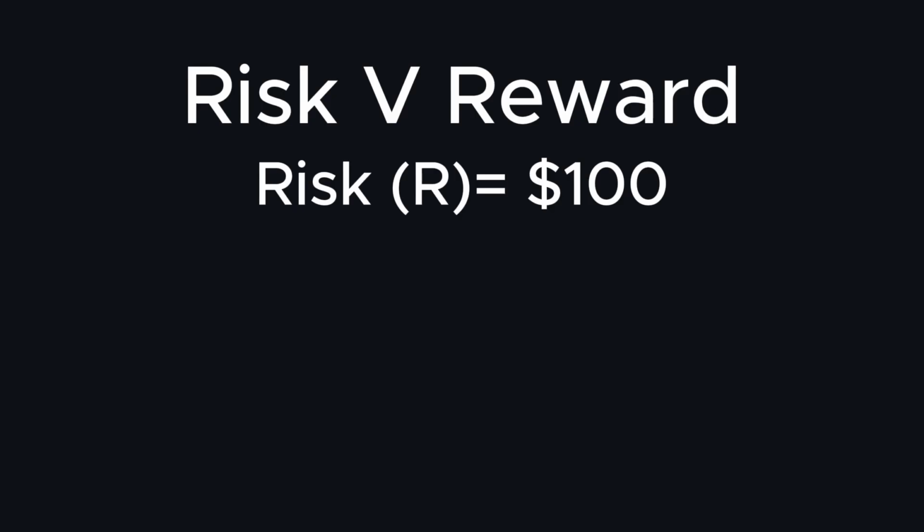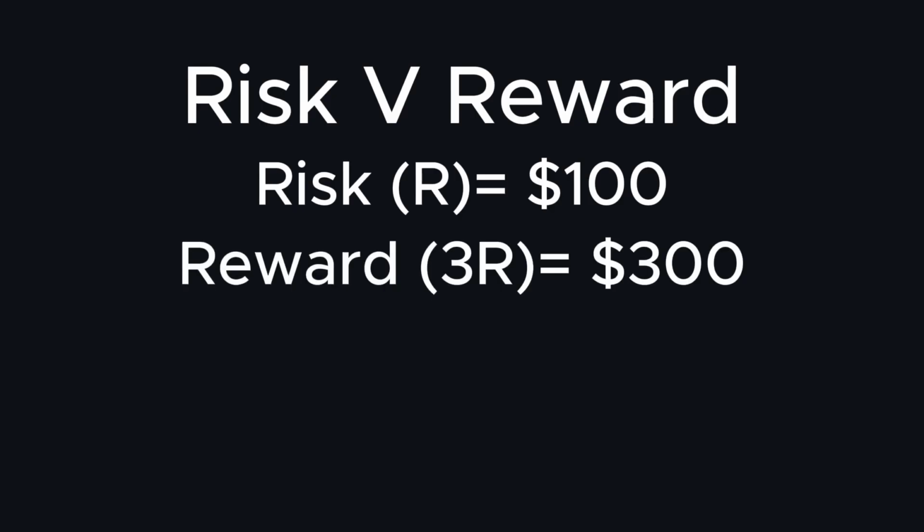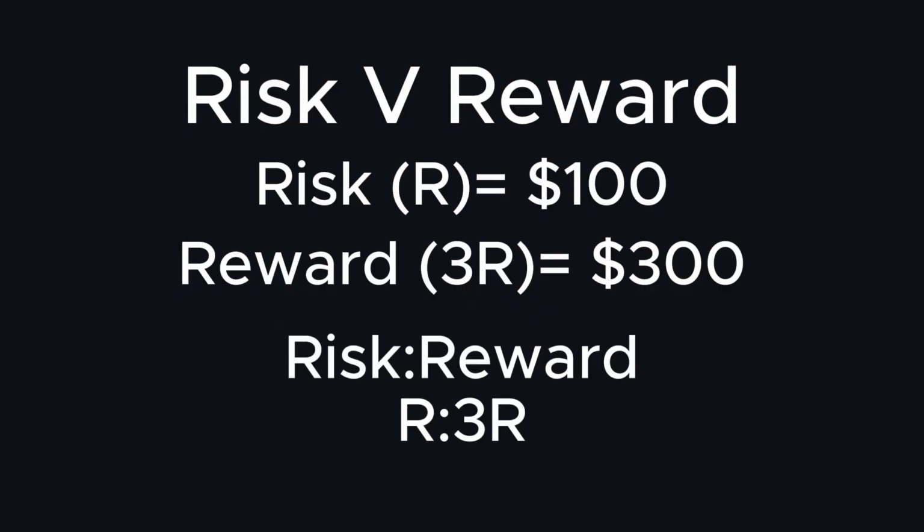Now, risk versus reward. Let's say you risk $100 on a trade and your target reward is $300. So you want to make $300. All right, that's a risk to reward ratio of 3 to 1, so a 3R to a 1R. Now, 1R is your risk, 3R is your reward. And that's where most beginners get stuck. You don't need to be right all the time to make money.